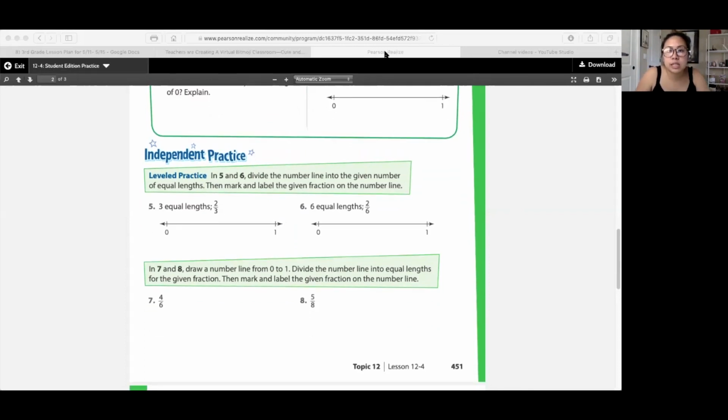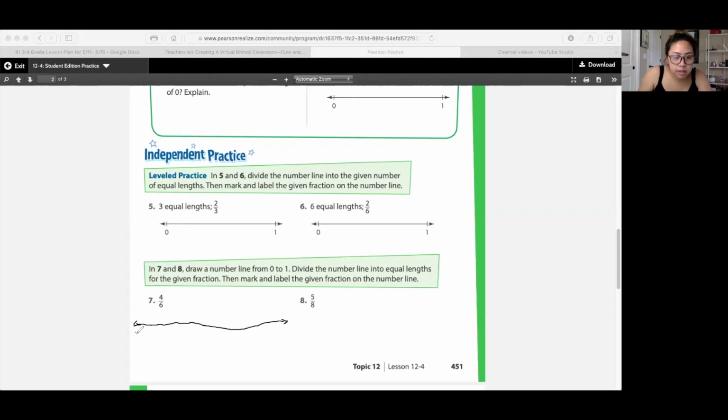Okay, so for this one, they did not provide a number line for you. So you're going to draw your own number line. I wish there was a way I could just have a ruler because my line is about to turn out terrible. Okay, so the line I'm going to draw, that is not a line, but it's okay.